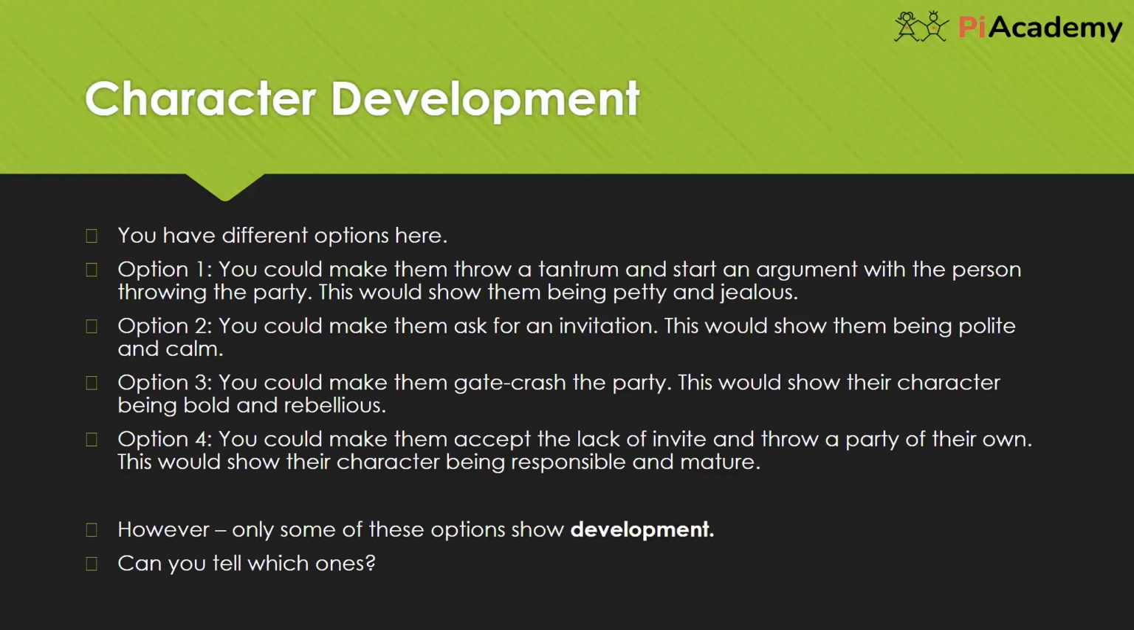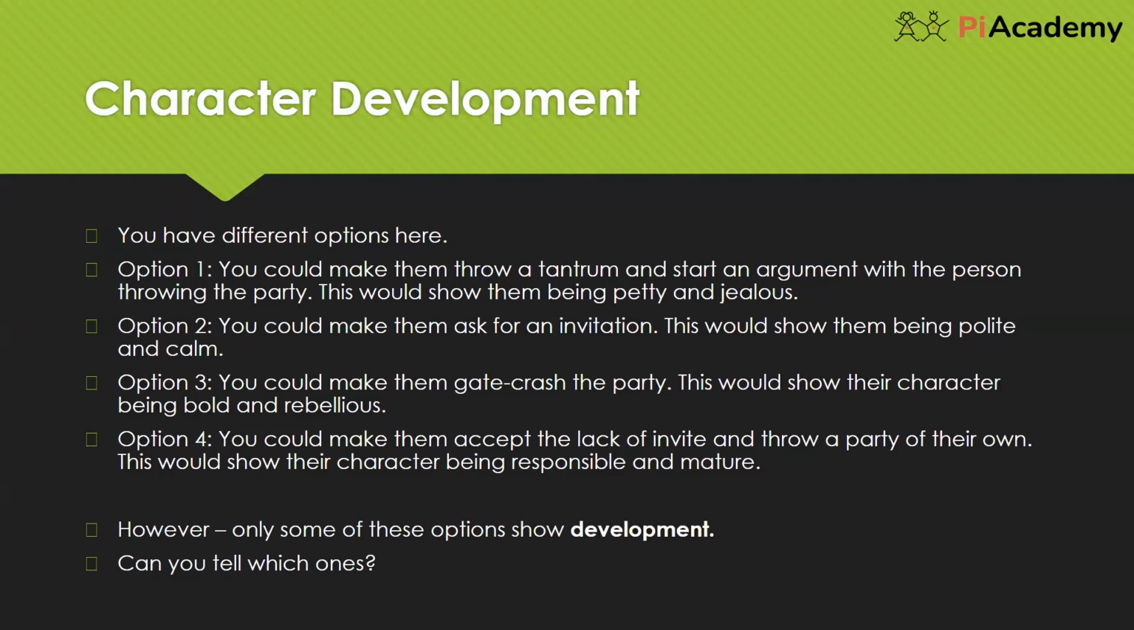There are different options that you have to show how they respond to not being invited to the party. So option 1, maybe they throw a tantrum and start an argument with the person throwing the party. This would show that they were being petty and jealous, but there's still an option. Option 2, they could ask for an invitation. They could simply confront the issue and go and ask directly. This would show that they're being polite and calm. Option 3, you can make them go and gate crash the party. This would show that they're being bold and rebellious. Option 4, another possibility is that they could accept the lack of the invite and throw a party of their own.